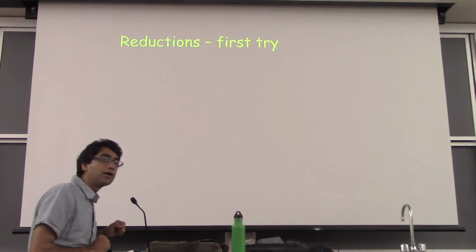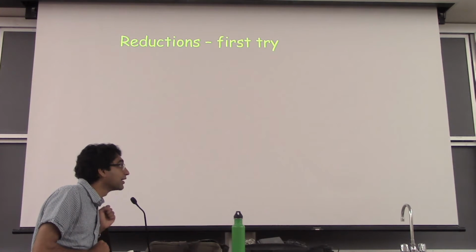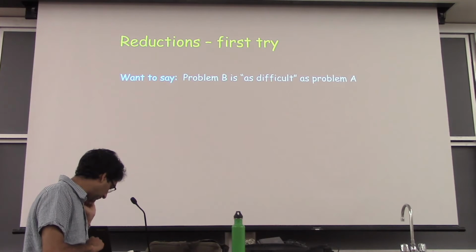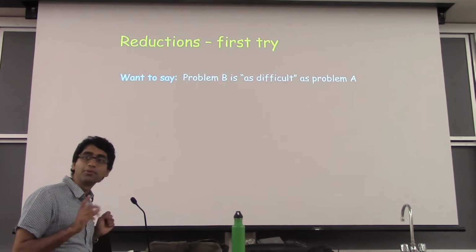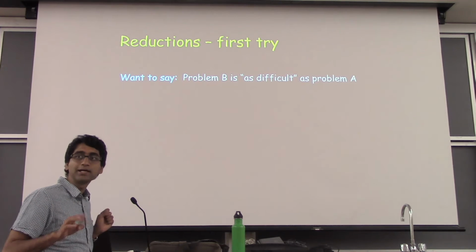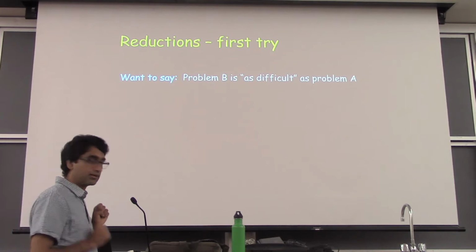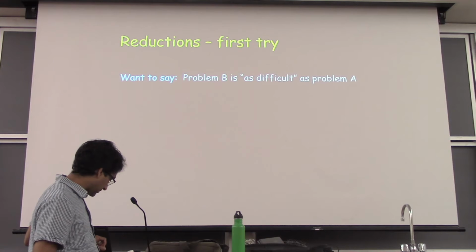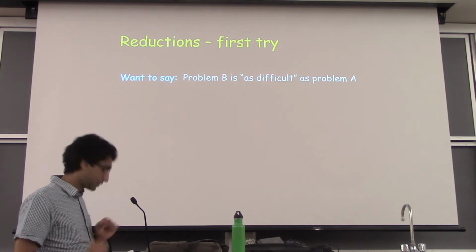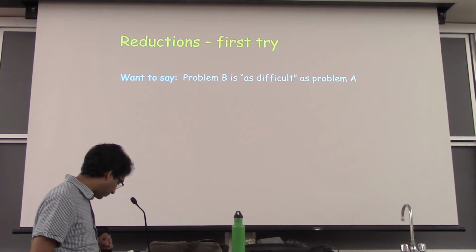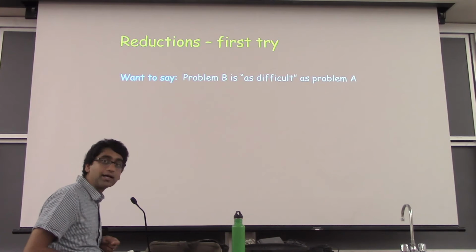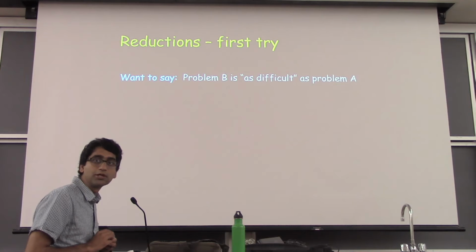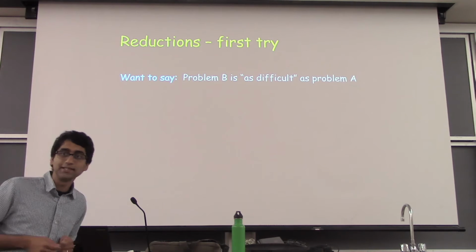Okay, so how do we formalize a reduction? Remember that our goal is to say that you have two problems, call them problem A and problem B. Both are decision problems, which means the answer is just yes or no. And you want to say that problem B is as difficult as problem A. So what does this mean? How would you formally say this?